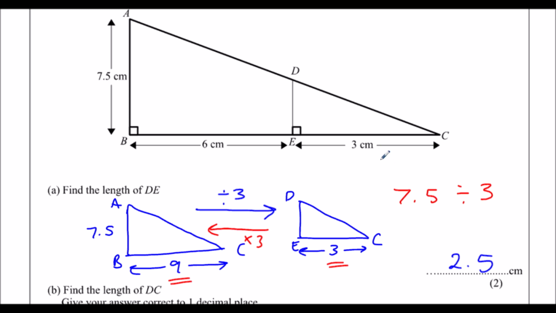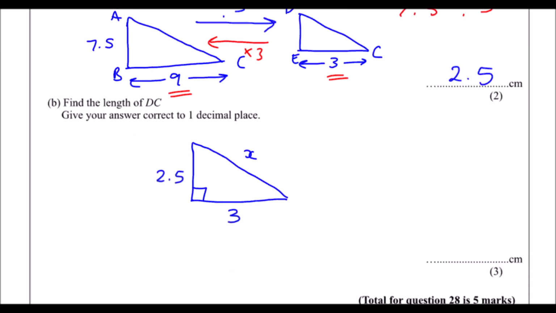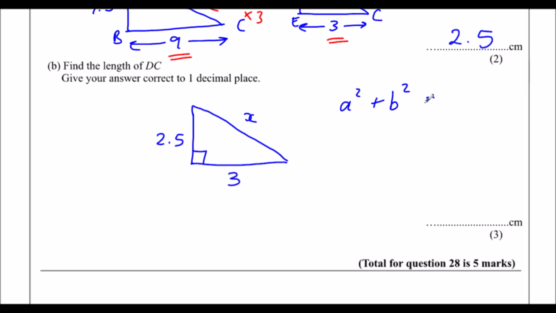So we can't solve this using similar shapes. We don't know AC, so we can't use that method. But what we've got is a right angle triangle. So we're working out DC, which is this length here. We know the base is 3. We know DE, which we just worked out as 2.5. So we can use Pythagoras to find the hypotenuse of the triangle. Pythagoras says a squared plus b squared equals c squared, where c is the hypotenuse, so 2.5 squared plus 3 squared equals x squared.